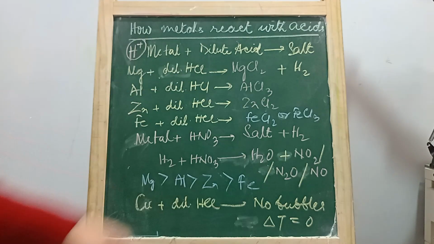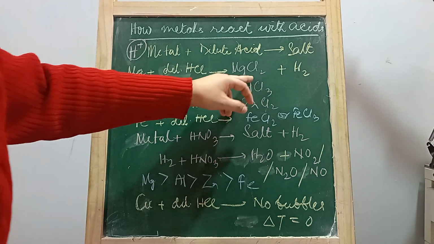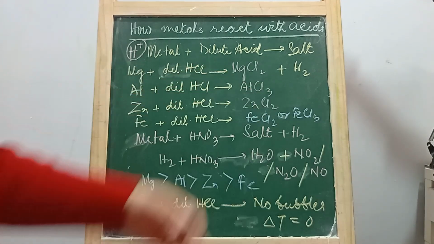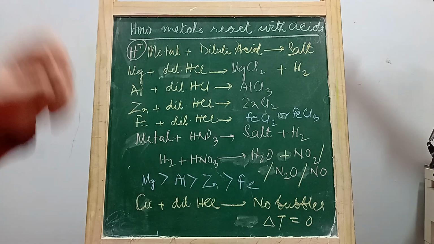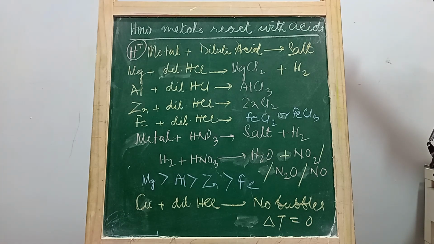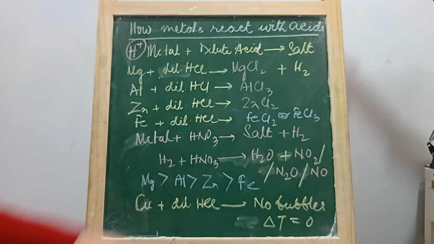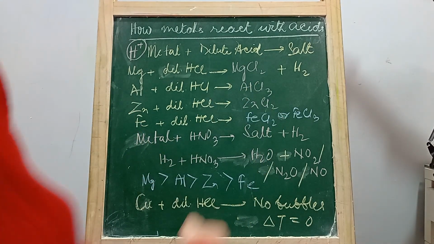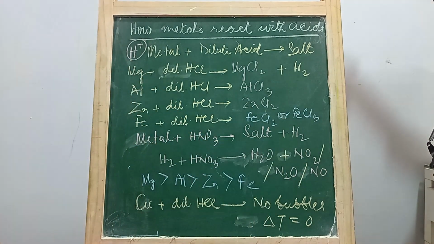So how is aluminum chloride written? Aluminum's valency is 3, chlorine's valency is 1. Zinc's valency is 2. Then you need to remember iron. It can have both a valency of 2 and 3. So whatever salt is formed, it may be either FeCl2 or FeCl3 depending upon the valency of the iron.